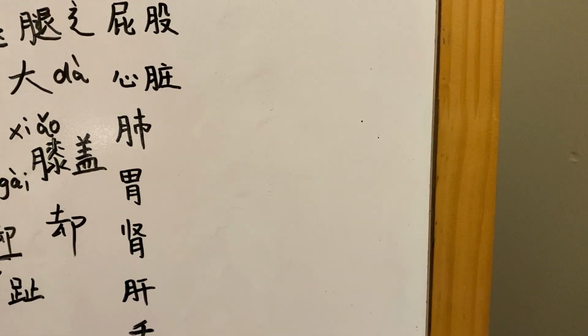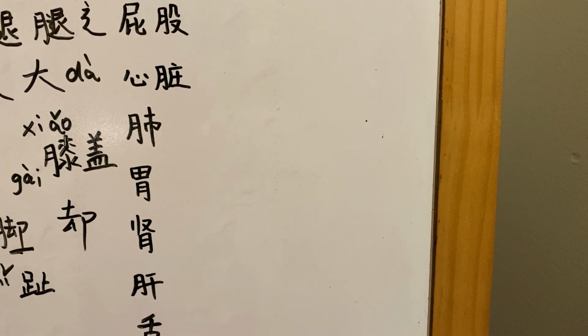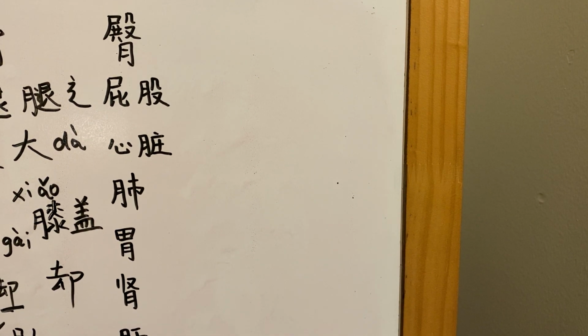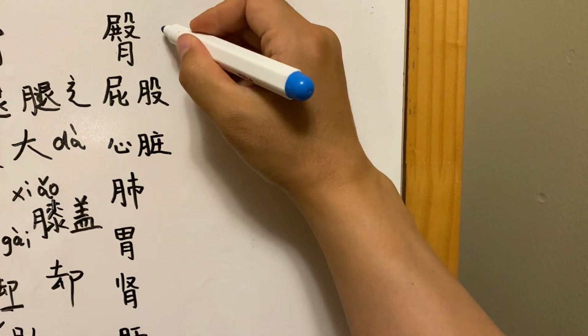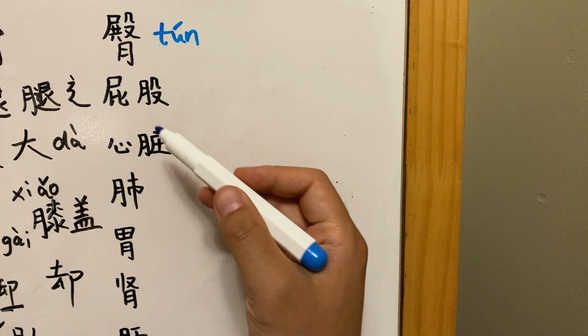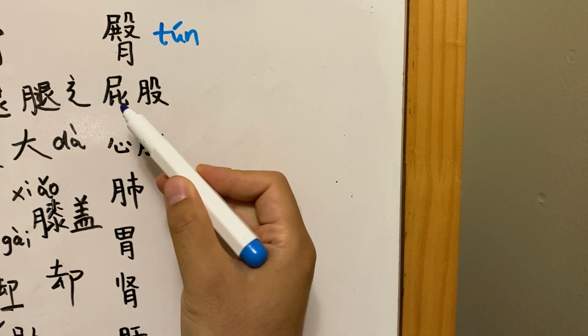All right, the last line. The first one is on the top. It is pronounced as 臀. Yeah, the ass. The butt. But this 臀 is a formal word, very formal. We don't use that in our spoken language. We use 屁股.